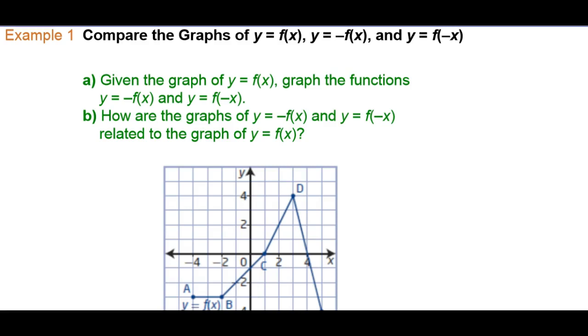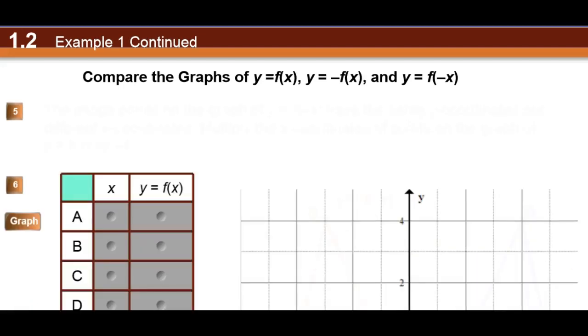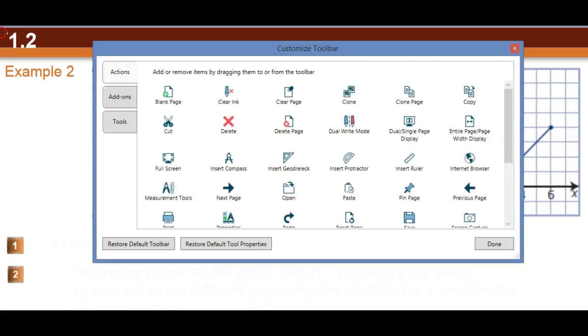Okay, so we flipped the page. We talked about invariant points, remember? So those are the points that stay the same when you transform. Let's look at example 2. Okay, here we go. We have example 2 in our notes.